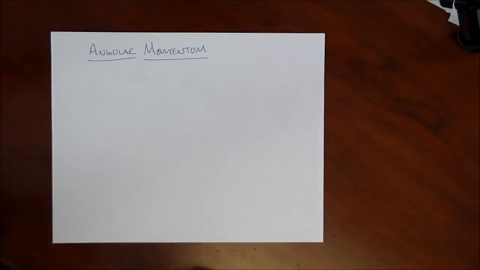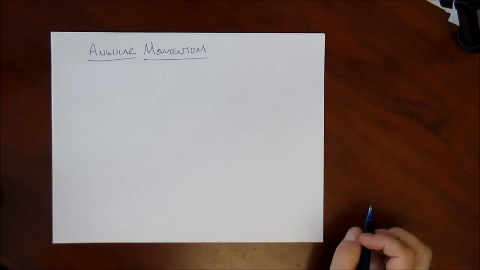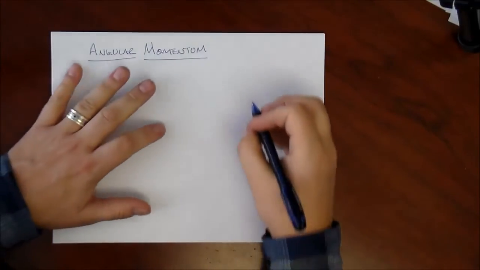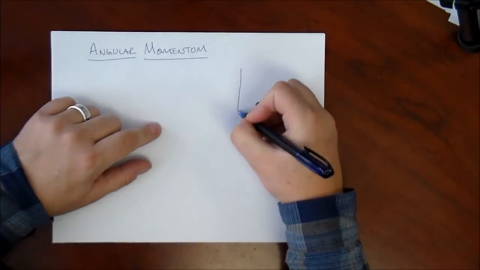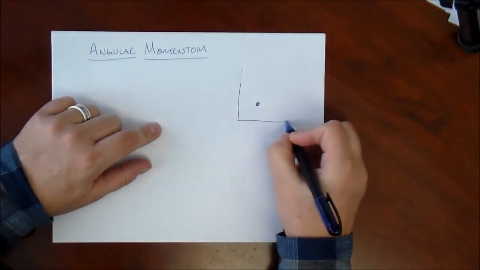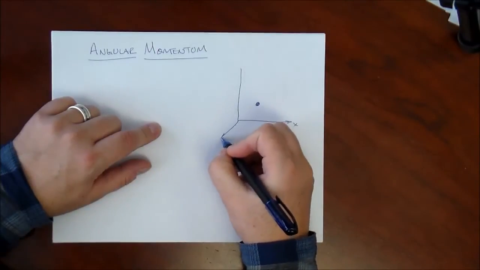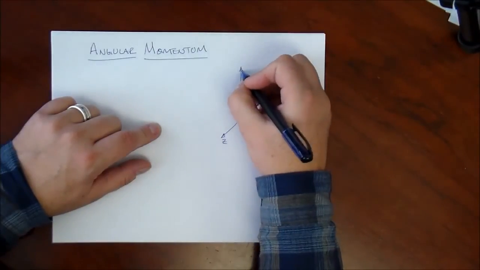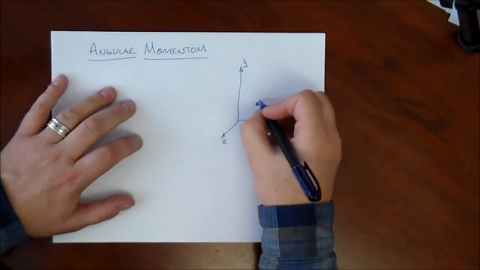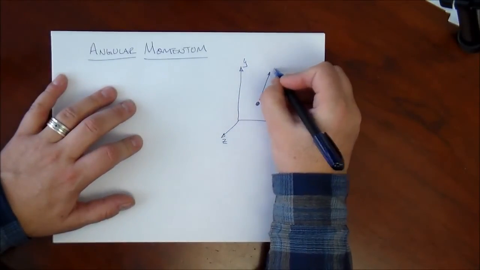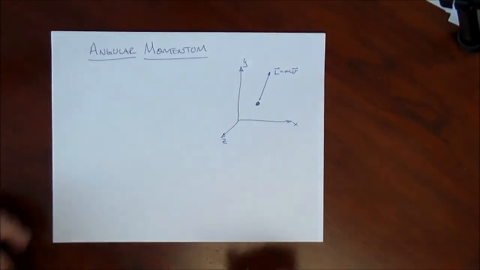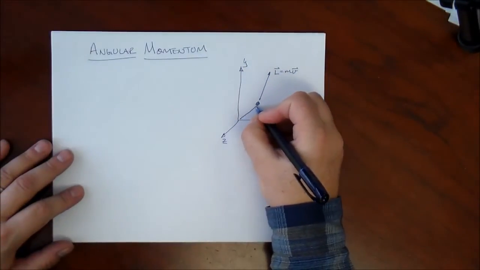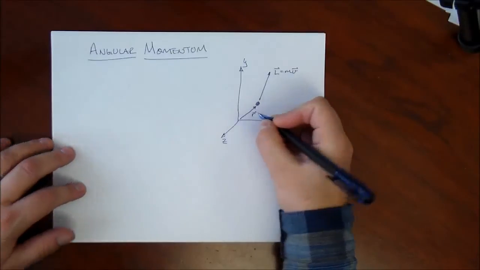Now I'm going to introduce the concept of angular momentum. Suppose we have a particle moving through space. Here's our coordinate system. And our particle has a linear momentum m times v, like that. And it has a position of r.